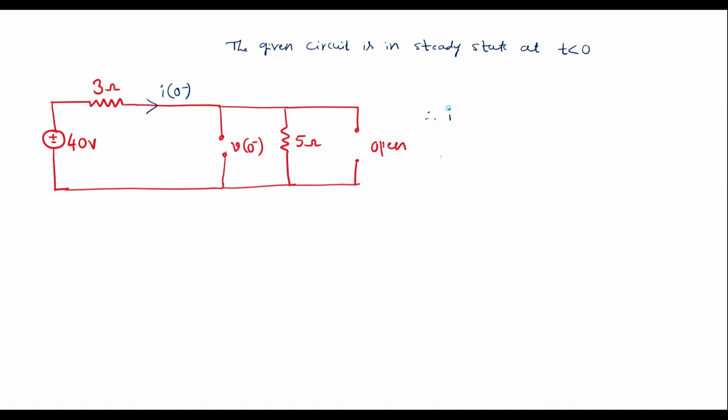So therefore I of 0 minus is equal to 40. Here we can see that 3 and 5 are in series. Therefore it is 40 divided by 8, which is equal to 5 amps. So therefore we know that I of 0 minus is equal to I of 0 plus, that is, the current through the inductor instantly after closing the switch is I of 0 plus, which is the same as before closing the switch. Therefore I of 0 plus is 5 amps.